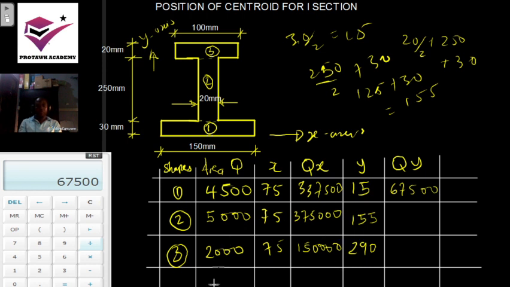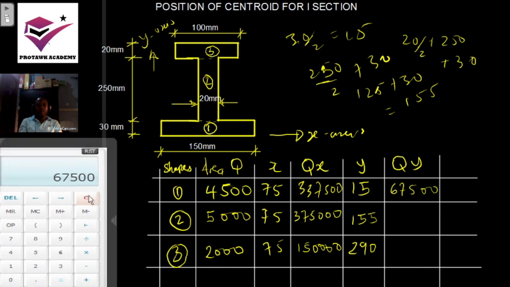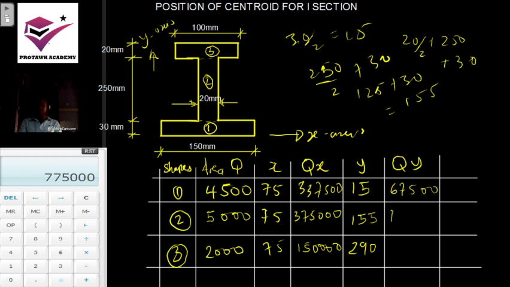Then the next one we have is 155 by 5,000. 155 multiplied by 5,000, what we'll have is 775,000.